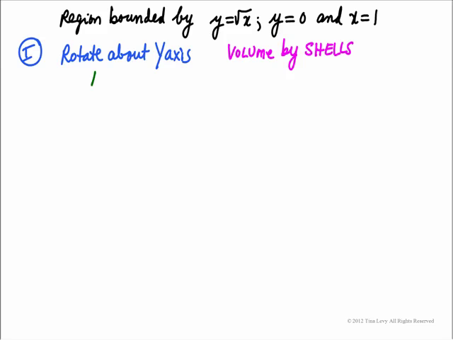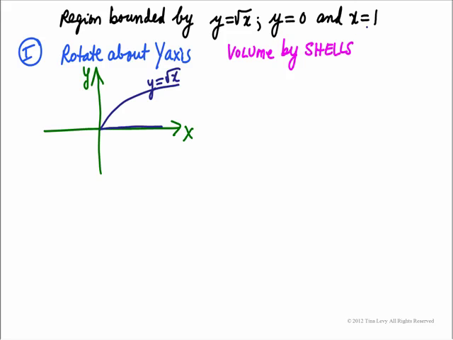First step is I'm going to graph this so I know what the region looks like. We have y equals square root of x. We have y equals 0, which is the x-axis, and x equals 1 is the vertical line, x equals 1. We have this region bounded by all three curves.